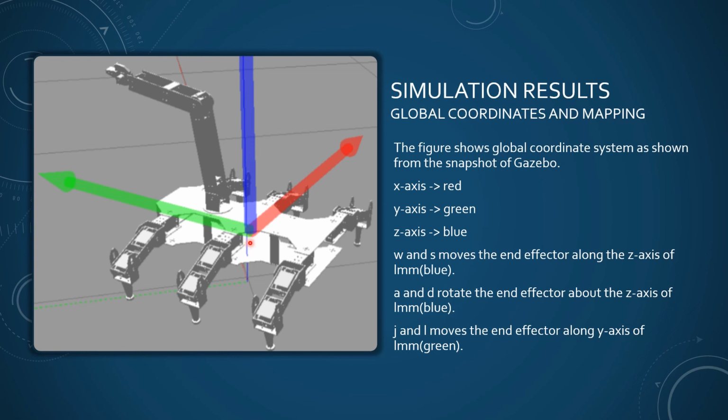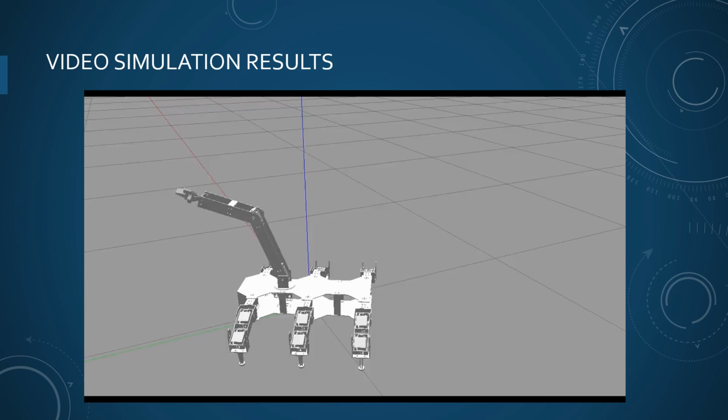The keyboard mapping W and S moves the end effector along the z-axis of the LMM. The A and D keyboard mapping rotates the end effector about the z-axis, and the J and L mapping moves the end effector along the y-axis of the LMM. This is the video simulation result.